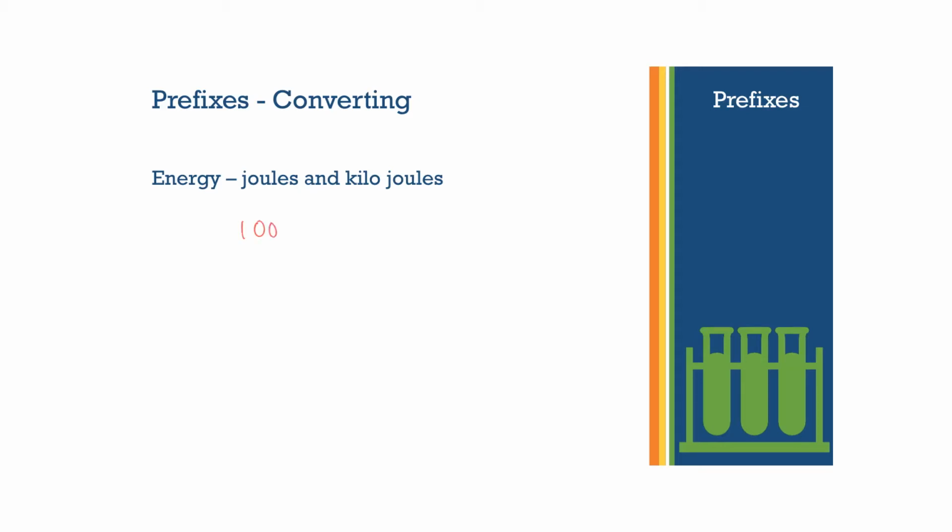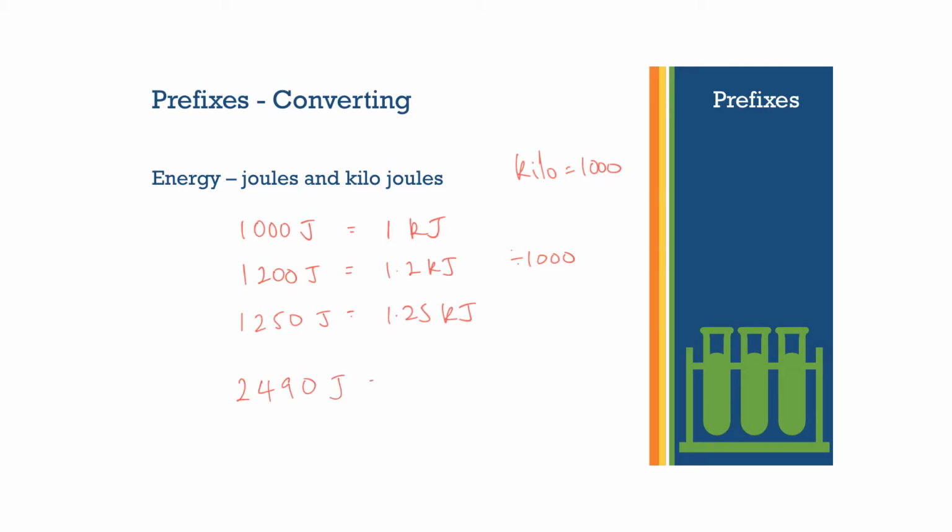So I'm writing 1,000 joules, and then that's equal to 1 kilojoule. It just makes it easier to write. So 1,200 joules, that's just going to be 1.2 kilojoules. And all I'm doing is dividing through by 1,000 because 1 kilo is worth 1,000 based on the previous slide. So then 1,250 joules is the same as 1.25 kilojoules. And then finally 2,490 joules equals 2.49 kilojoules.